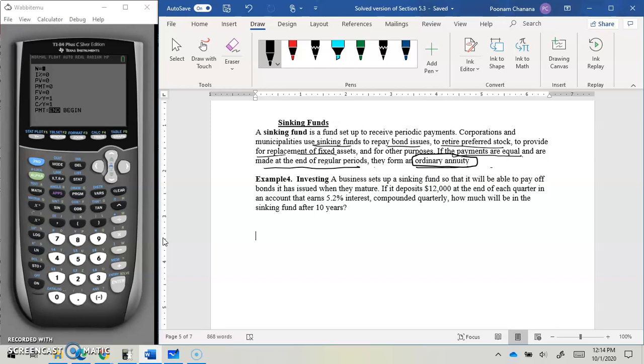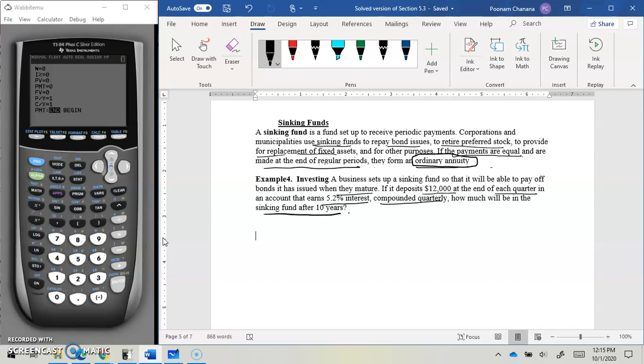A business sets up a sinking fund so it will be able to pay off bonds it has issued when they mature. It deposits $12,000 at the end of each quarter in an account that earns 5.2% interest compounded quarterly. How much will be in the sinking fund after 10 years?